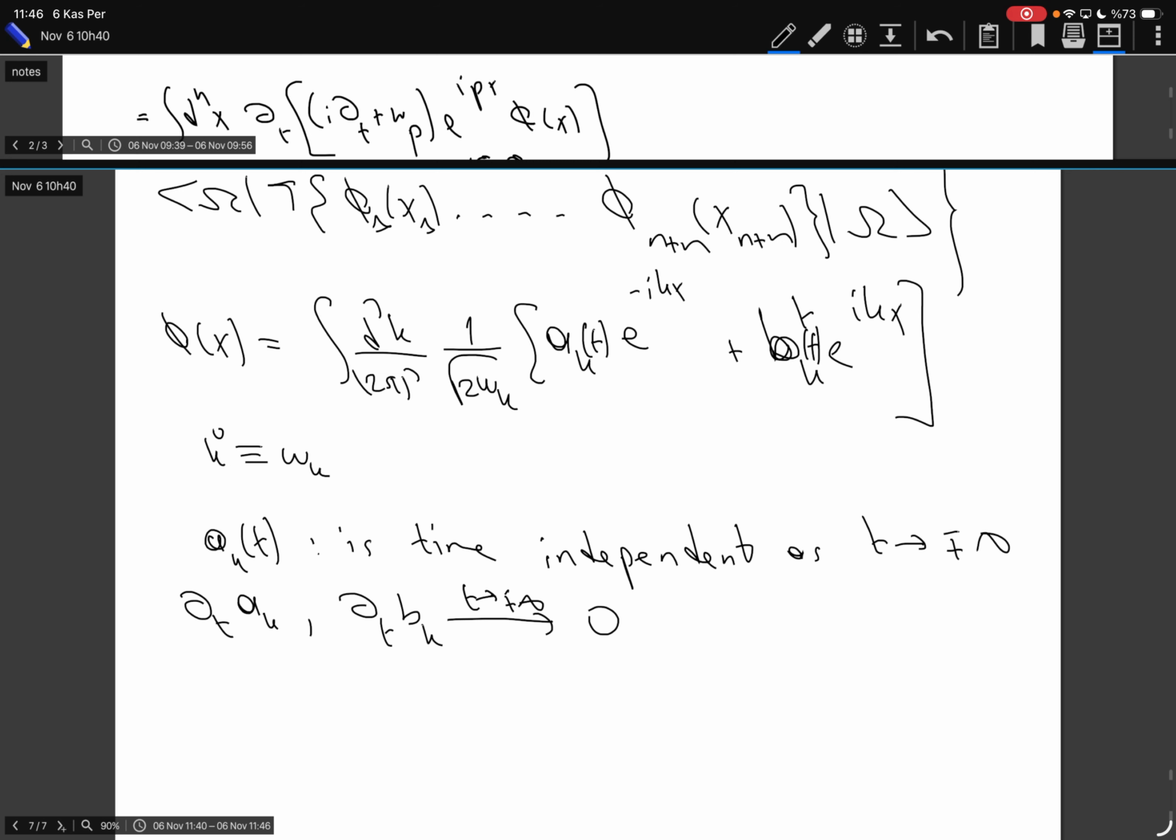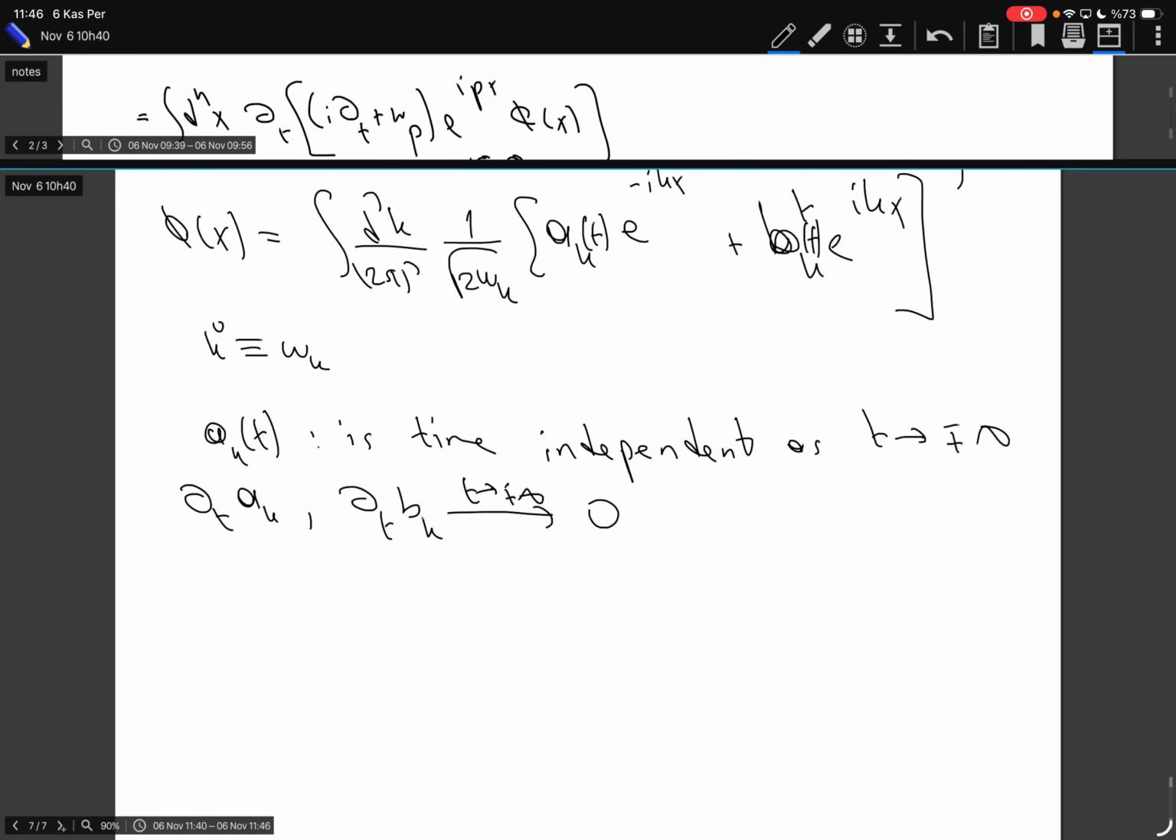This is another assumption I'm making. Well, at very early times, there are no interactions. At very late times, there are no interactions. Somewhere in between, there are some interactions. Now, let me consider this thing.